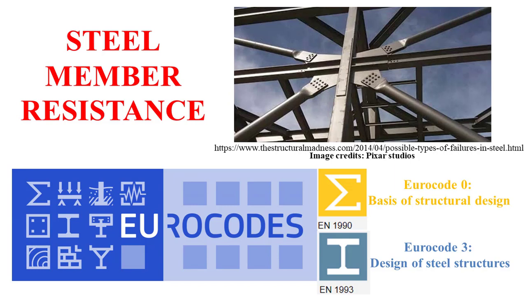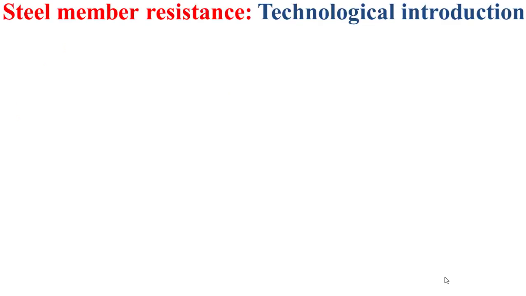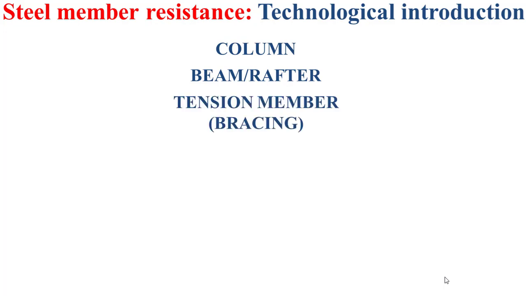Okay, let's go. First of all, note that the members constituting a steel structure are principally the column, which is a vertical member, the beam, which is a horizontal member, the rafter, which is an inclined member, and the tension member, which is the bracing. And these three principal types of members are connected by joints, which can be bolted joints or welded joints.